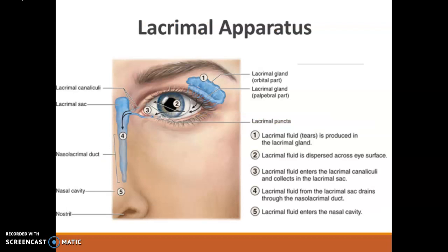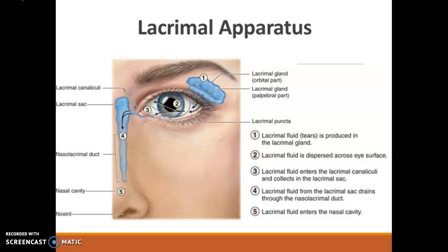Okay. Moving on to another slide again. You will not see this slide on your regular lecture PowerPoint. I just added this because I just thought it'll help you understand the eye better.